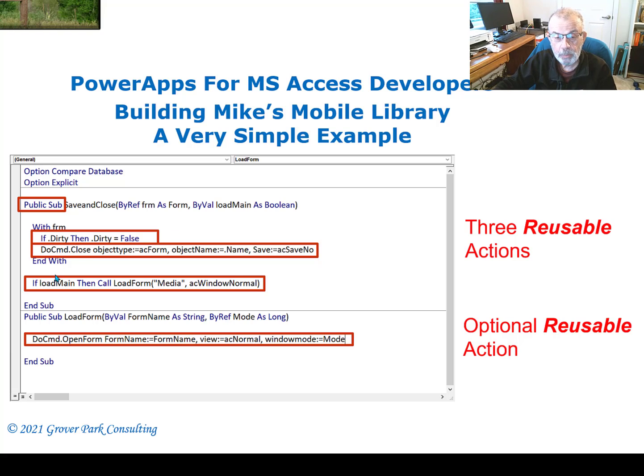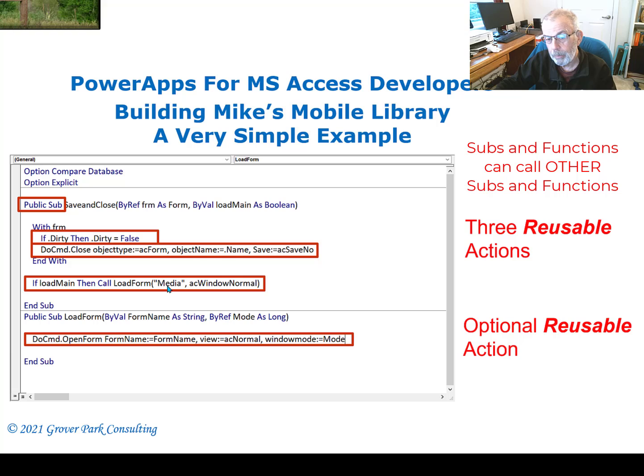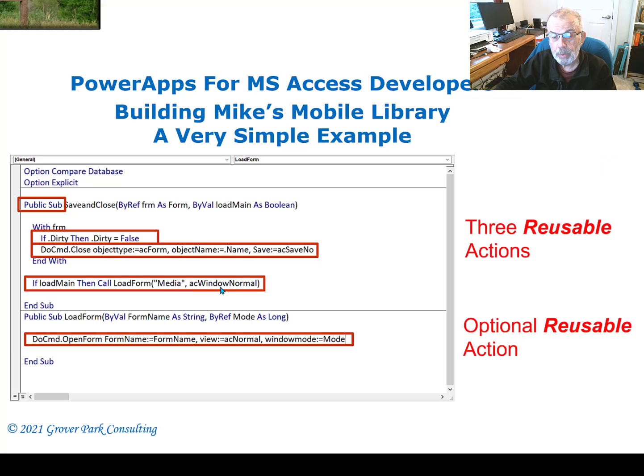The third line of code here is now optional. We're going to tell it yes or no. If I say yes, if I pass in the value true through load main, then we will call this other little sub here. And this sub will open what amounts to the main menu for this application. And it will open it as a normal window, which is what you look at when you're working with it.